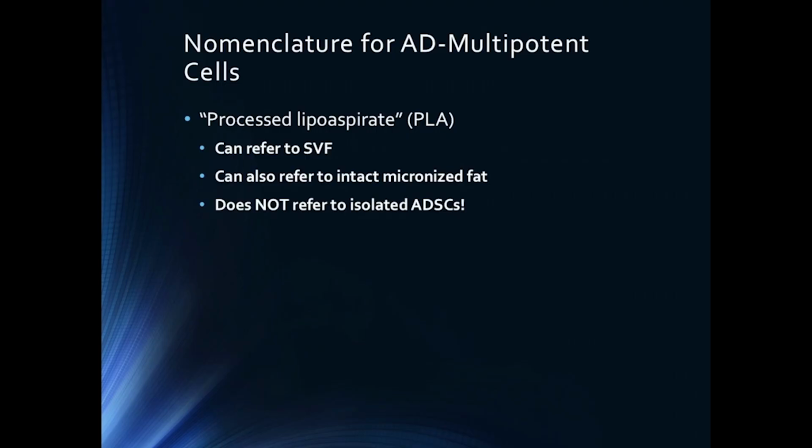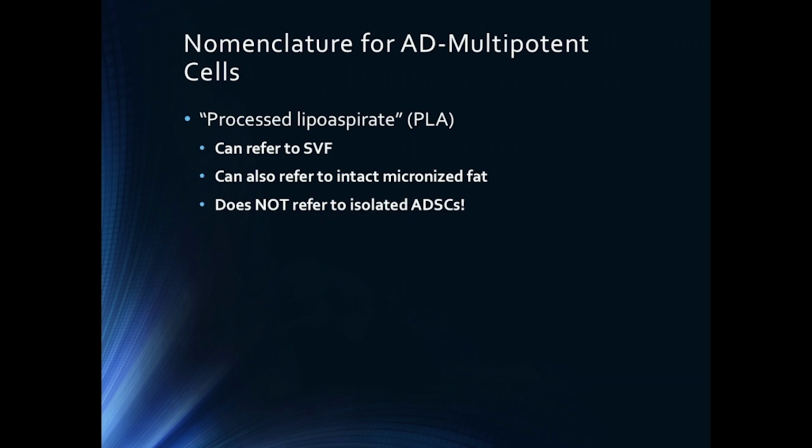So when we think of processed lipoaspirate, it can refer to the SVF. It can also refer to the intact micronized fat, but it does not refer to the isolated stem cells themselves. So make sure that you understand the distinction between the term ADSCs, or fat-derived mesenchymal stem cells, versus SVF and PLA. They're not the same thing. Okay? And by the way, you'll get copies of all of these slides.